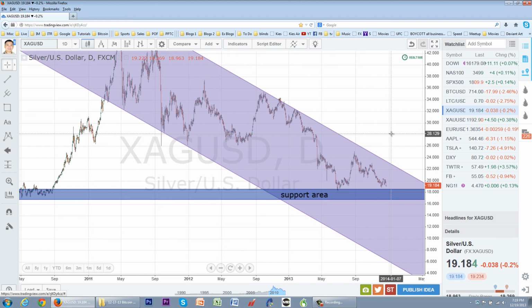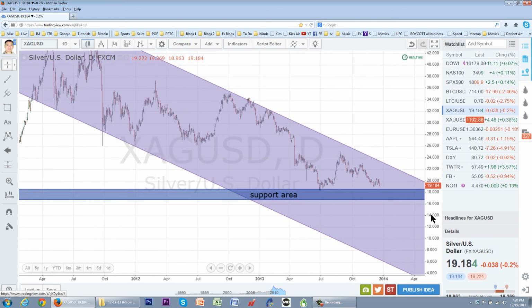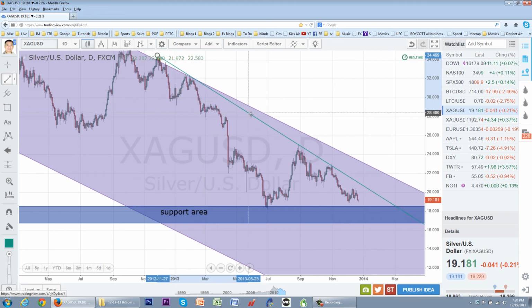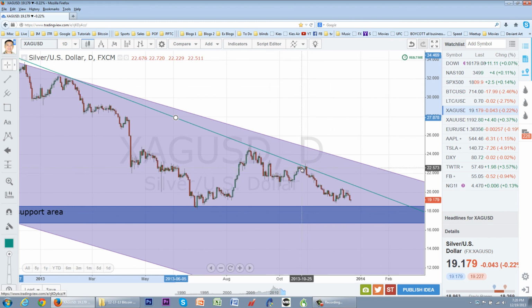I buy it for commemorative reasons only, just because I like the designs on there, nothing more. So I buy physical silver, and I short the paper. I've been short paper silver since it was somewhere around here. I drew a very short-term trend line that would look something like that, and I shorted it when it got somewhere right here. I think it was on one of these candles. So I've been short silver since then.